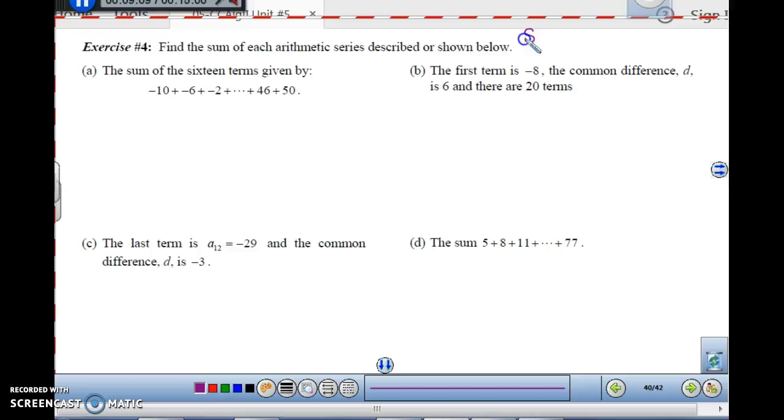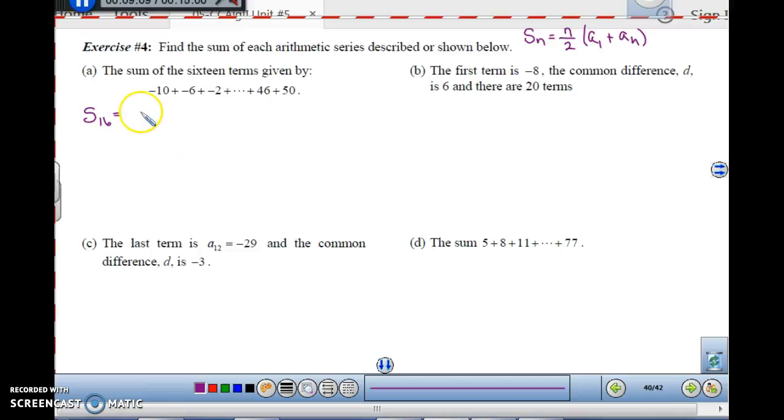All right, now just for my purposes, because you have it at the top of your screen and I can't see it, remember your formula is S of n equals n over 2 times (a1 plus an). There's my formula. Okay, the sum of the 16 terms given by. Here are my 16 terms. Notice there's dot, dot, dot, so not all of them are listed.